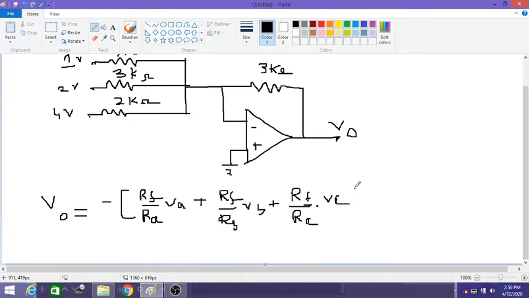Now all the values are given here. It's a very simple calculation, so I request you to pause and calculate. I don't have the calculator, so these values might be correct, which I calculated a very long time back. So we should be able to get minus 11 volts at the output. Again, the minus symbol indicates that because all these inputs are connected to the inverting terminal through this V1 point, the output is inverted. That is the meaning of it.